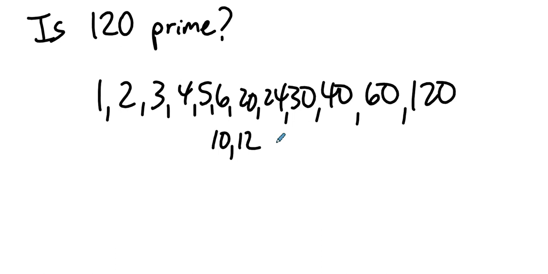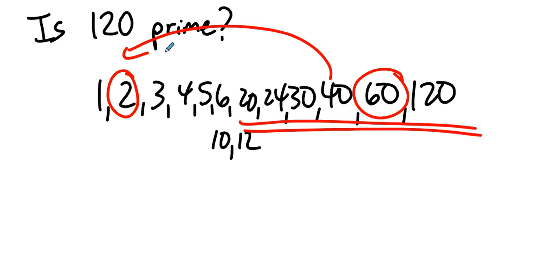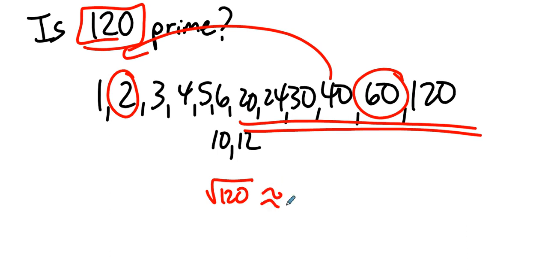Now, notice for every small factor of 120, there's a big factor of 120. So we don't need to check very big numbers because each of the very big numbers has a small number on the other side. Well, where's the tipping point? The tipping point happens at the square root of the number, because the square root of the number is the number that multiplies by itself to give us the 120. How big is the square root of 120? That's about 11. It's just shy of 11.